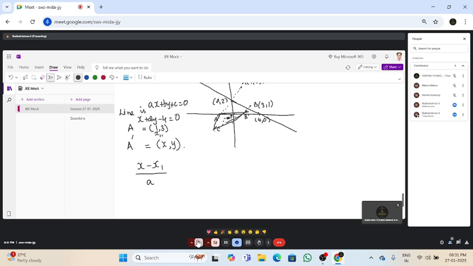Let us take the point as x1, y1. So if the line is ax plus by plus c equal to 0 and the point A is x1, y1, the image x, y is given by x minus x1 by a equal to y minus y1 by b equal to minus 2 into a x1 plus b y1 plus c, divided by a square plus b square.